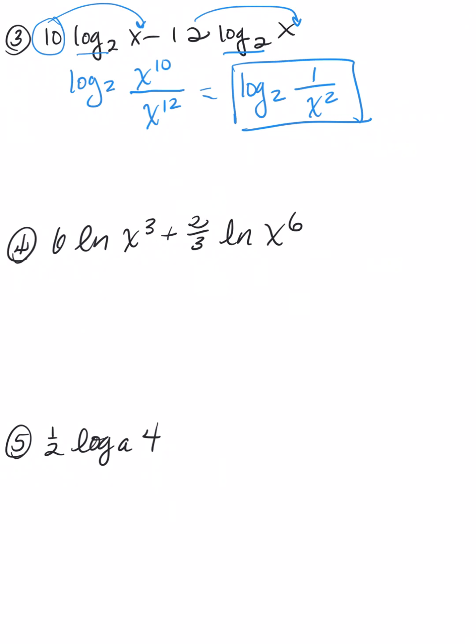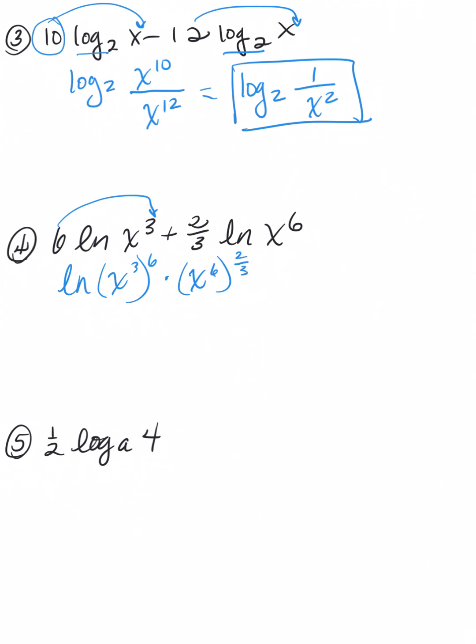Look at number 4. 6 natural log of x to the 3rd plus 2/3 natural log of x to the 6th. All right, we got lots going on. So let's move our power. So we're going to be raising a power to a power. So let's write that. So natural log of x to the 3rd raised to the 6th power. Plus means times, so it's product. So it'd be x to the 6th to the 2/3 power.